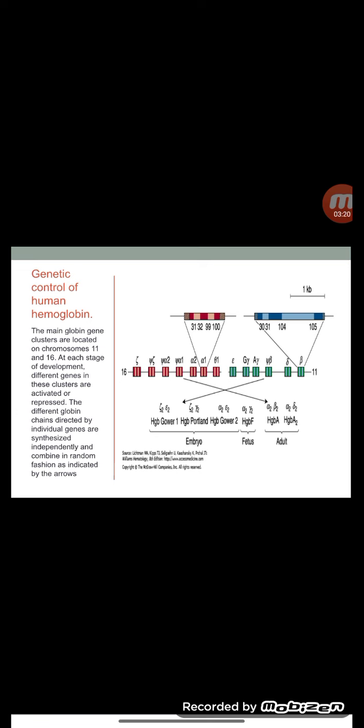You can see that except in the embryonic period, in all other phases, the alpha globin chain is an essential part of the hemoglobin molecule. So that's why mutations in the alpha globin gene are not viable with life, and they result in hydrops fetalis, and they are not as common as the mutations in the beta globin chain.